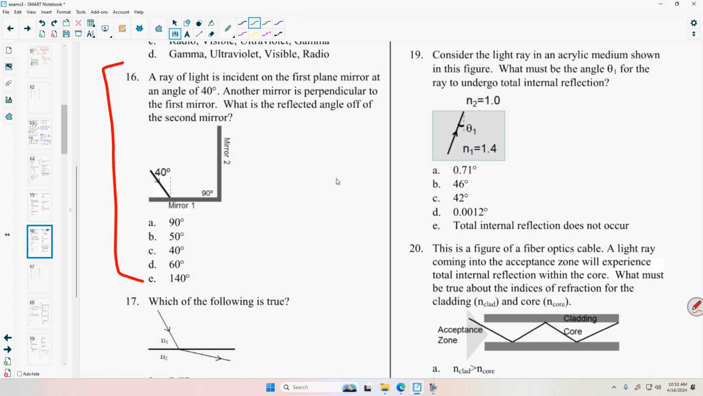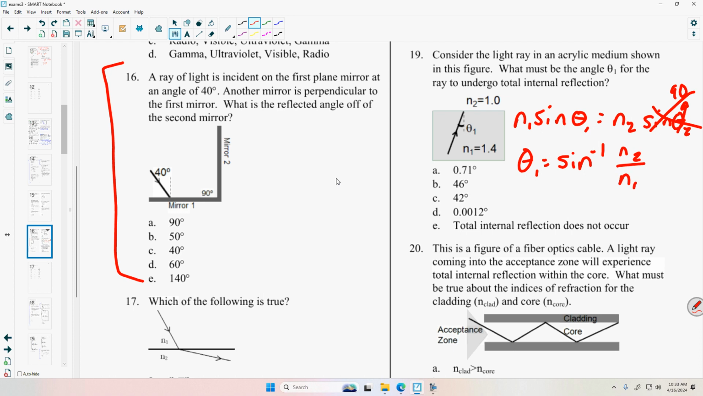Number 19 too, right? I know it says reflection, but it's really refraction. So with number 19, that's really just a special case of the law of refraction, where theta 2 is equal to 90. So I would say n1 sine theta 1 equals n2 sine theta 2. But I would let theta 2 equal 90 degrees, so this whole thing goes to 1. And then I'm solving for theta 1. Theta 1 then is the inverse sine of n2 divided by n1, and solve that.